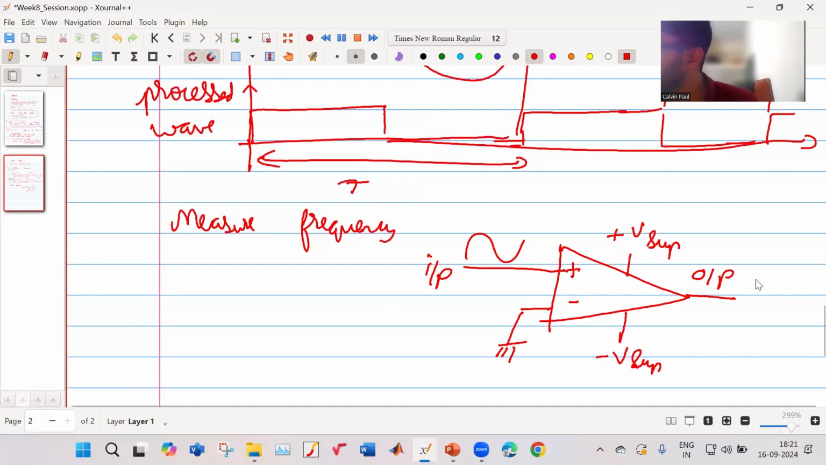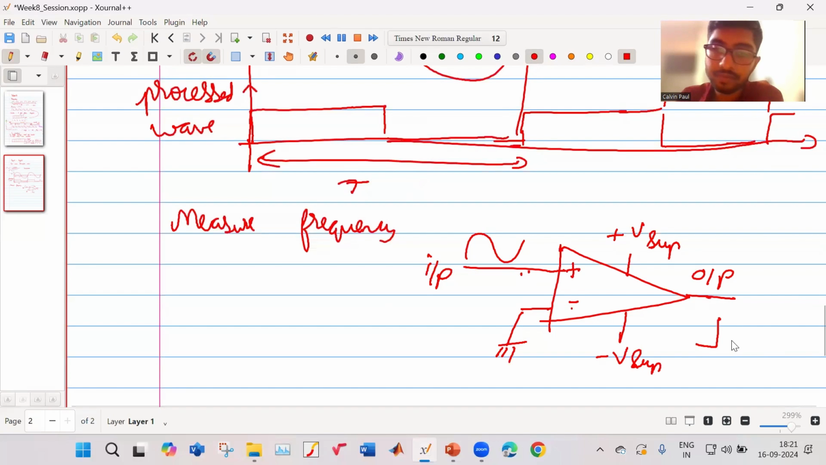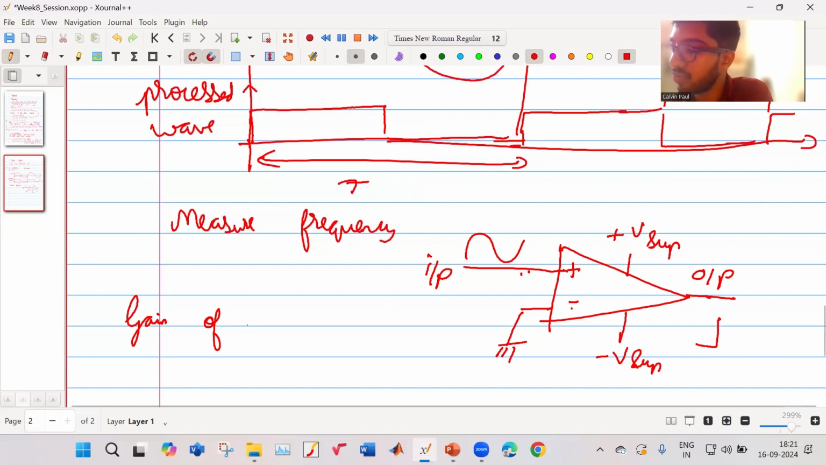And this is my output. So whenever my input becomes more than, whenever the positive is higher than the negative terminal, then the comparator's output will go high. Okay, because the gain of the op-amp is very, very high.